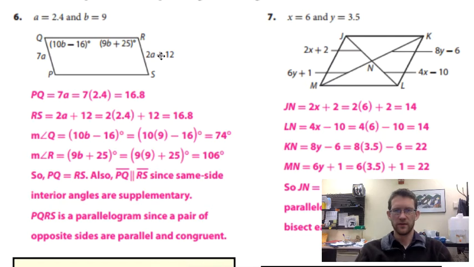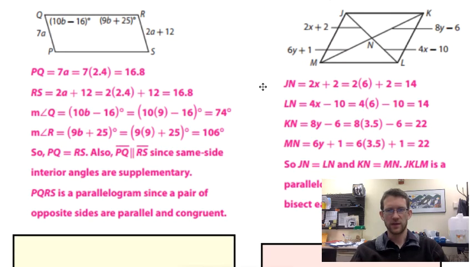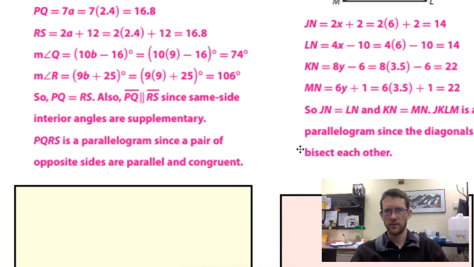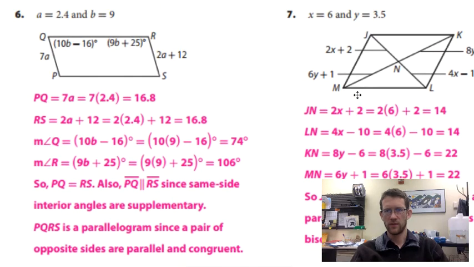So for this one, we can say it's a parallelogram because a pair of opposite sides, for example this one, are both parallel and congruent. This one here, we can say it is a parallelogram because the diagonals bisect each other, right? Because JN is equal to NL and MN is equal to KN.